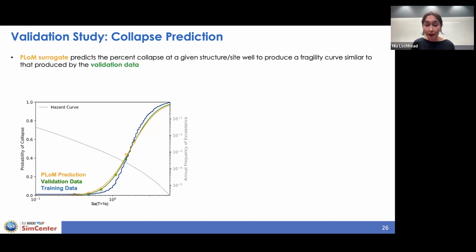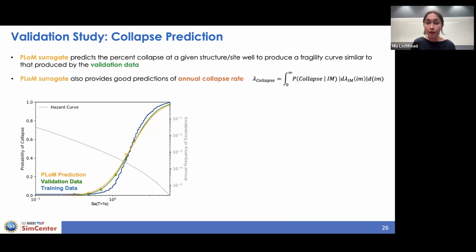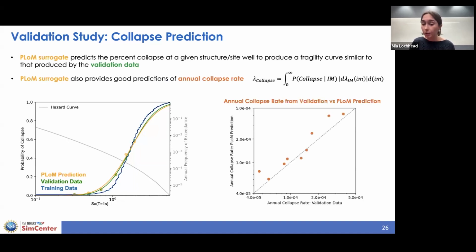And so once we have those 2 collapse fragilities, we can also compute the annual collapse rate. So here we can combine these fragilities with this gray hazard curve, a site-specific hazard curve shown on this plot, to compute annual collapse rate. And so what we see across these different sites and bridge pairings is that our annual collapse rate from our validation data, which is from our OpenSees models, is matching our PLoM prediction very well.